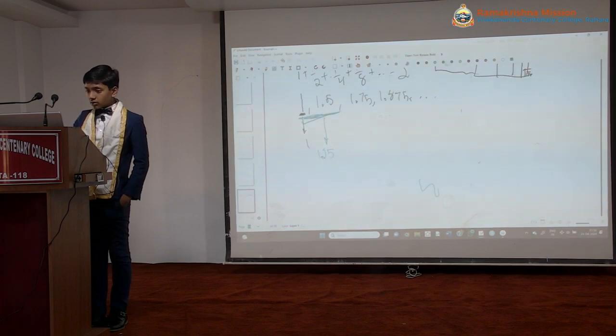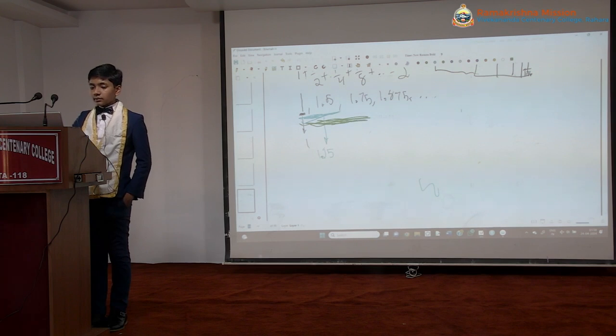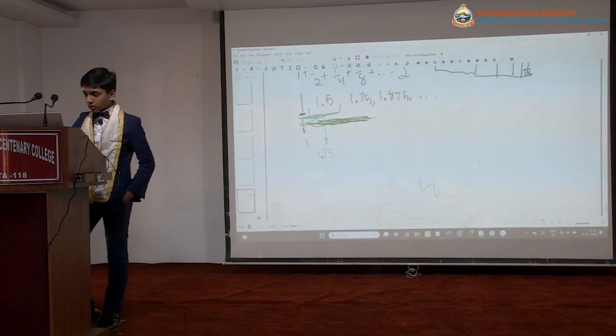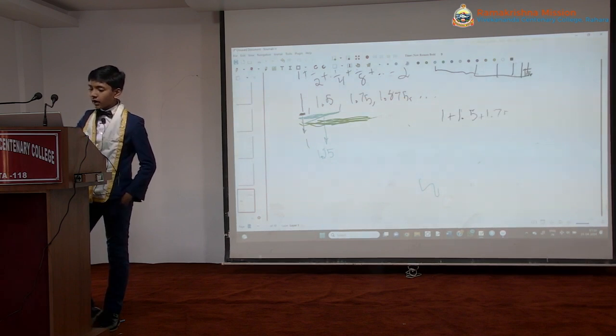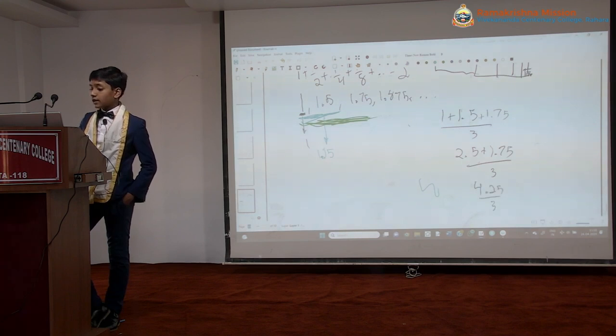Now, let's compare the mean of the first 3 terms. That's going to be 1 plus 1.5 plus 1.75 divided by 3. Now what is that? Well, that's 2.5 plus 1.75 over 3, or 4.25 over 3. Now, what would that be exactly? I believe it would be something around 1.416.